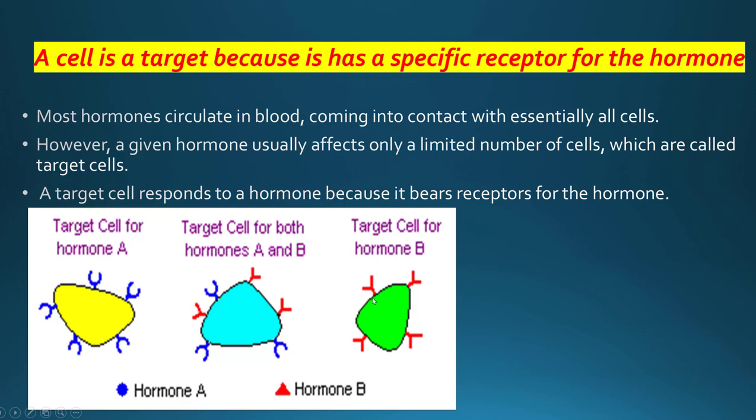Here you can see there are different types of cells and they have different types of receptors, and these are the hormones. This hormone will act on this cell because the hormone and the receptor match each other and they can bind. This hormone cannot bind with this receptor. This is hormone A, and hormone B has a receptor on this cell, so it can bind with this receptor but cannot bind with this one. The effect of hormone B will be on the target cell for hormone B. Those cells which have both types of receptors, both of the hormones will act on them.